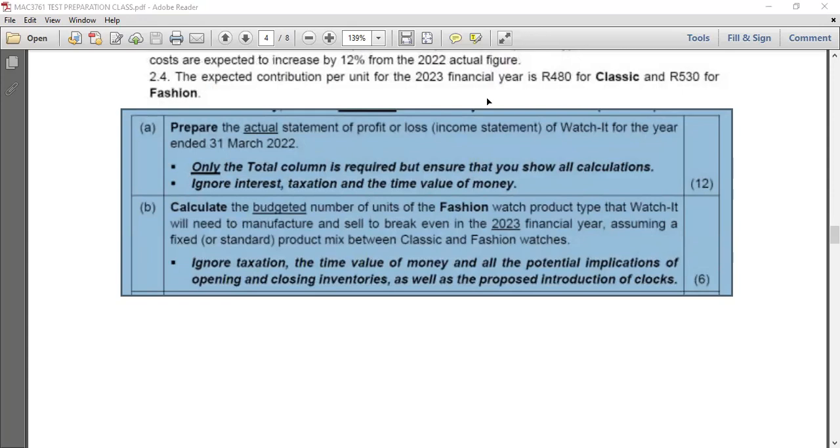Idle time is part of the labor cost. So when we include our direct labor, it will include the idle time cost. The normal idle time is part of your direct labor.